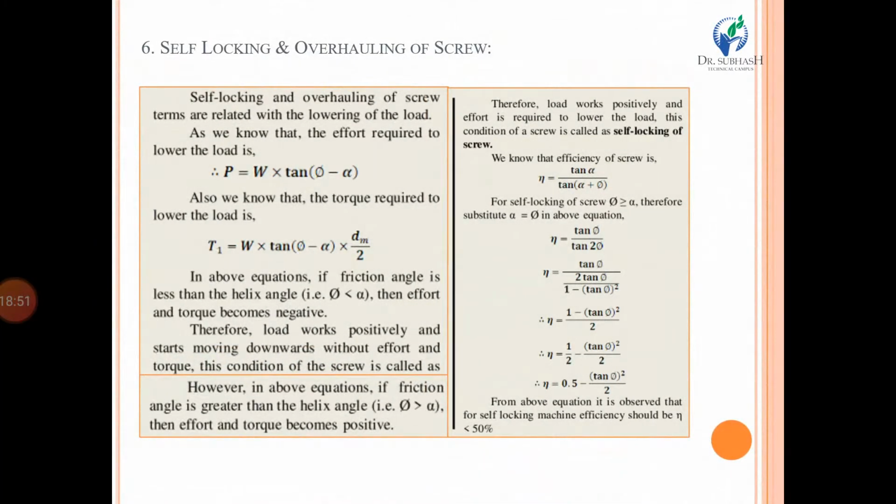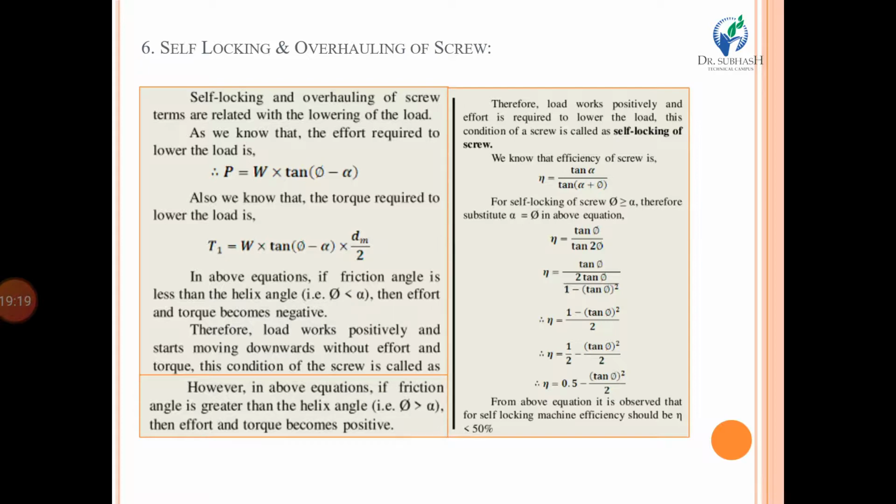Then after that, two terms are very famous, and many times in exams such theory questions have been asked. So that is the self-locking and overhauling. We all know that in order to lower down the load, we require effort P equal to W tan (φ minus α). That is the equation for lowering the load, not raising the load. Suppose φ is equal to friction angle and α is equal to helix angle.